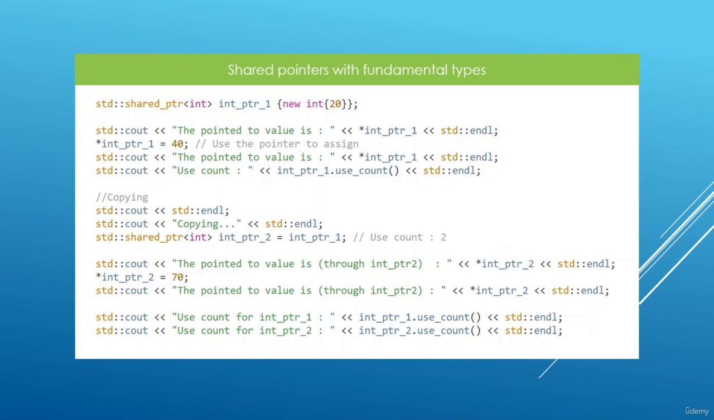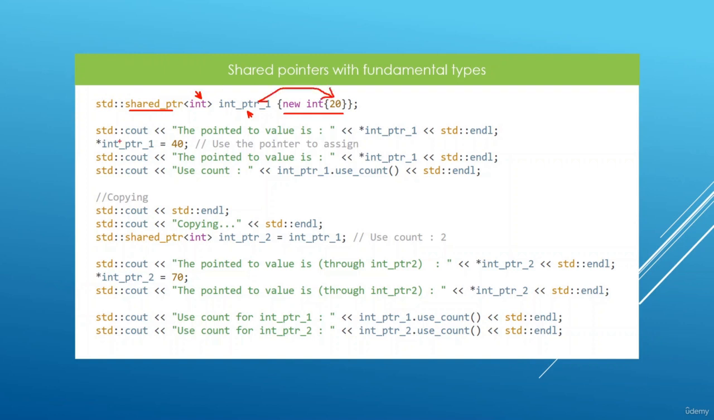Here we have a simple example with shared pointers to fundamental types. The syntax you use is really the same as for unique pointers. You just say shared pointer here. It's going to be pointing to int. You say the variable name and then you initialize your data using the new operator here. And this is going to give you a shared pointer pointing to this data in memory.